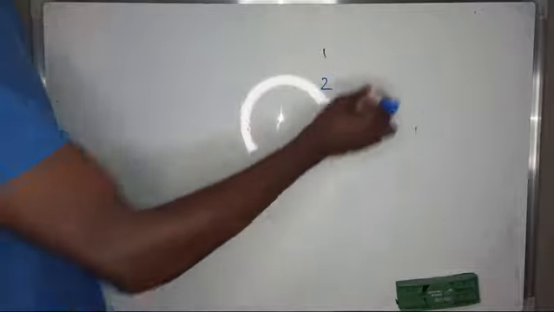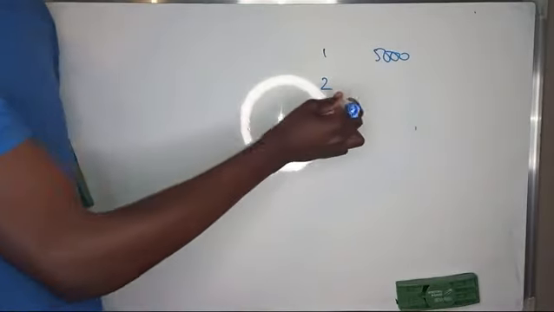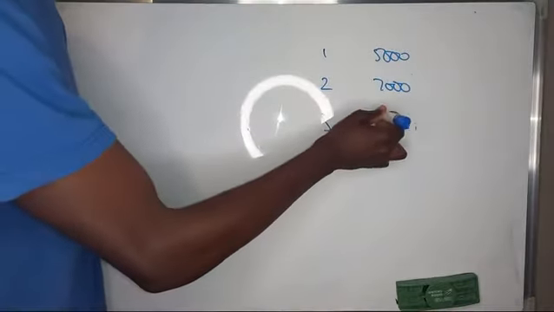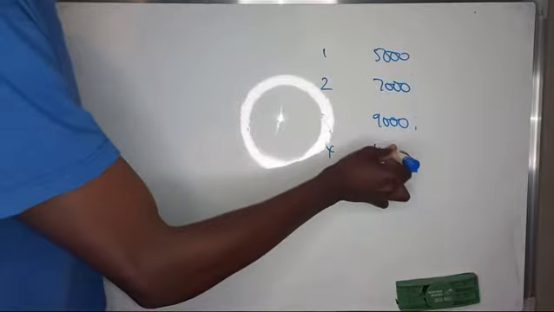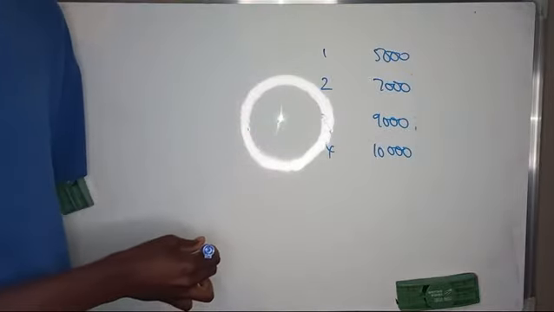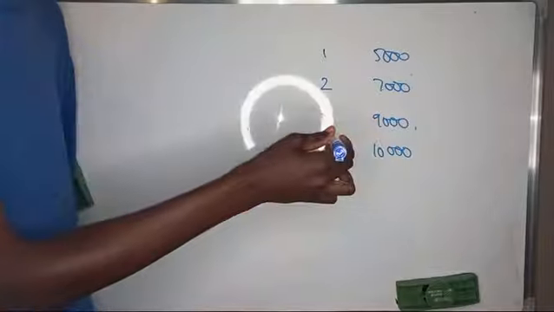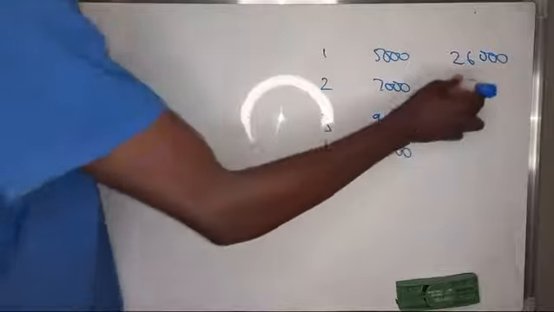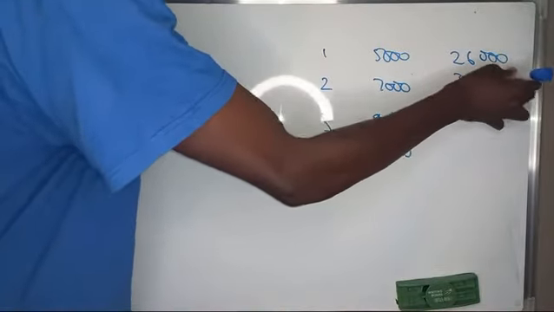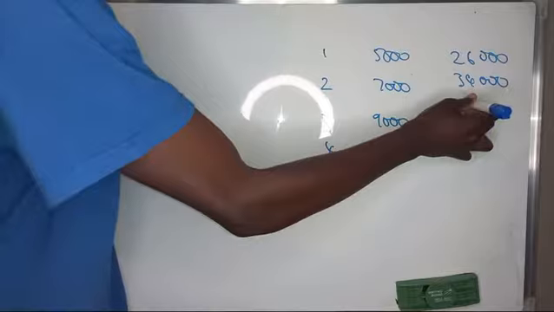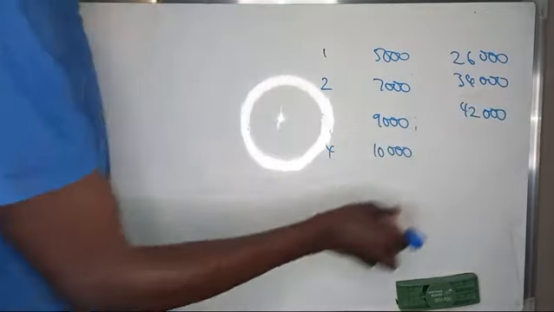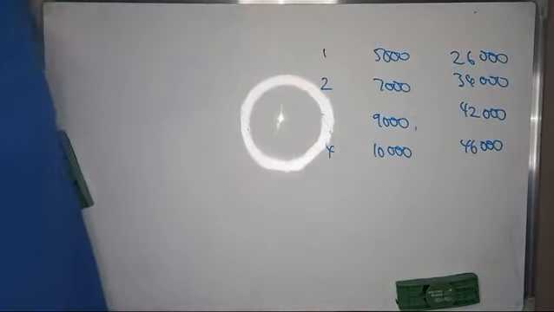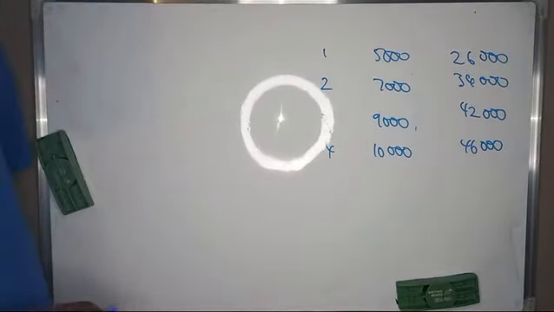Our output is 5,000 units, then 7,000, then 9,000, and also 10,000. And then we have the costs: 26,000, 34,000, 42,000, and 46,000.